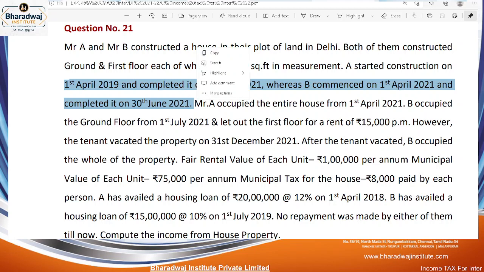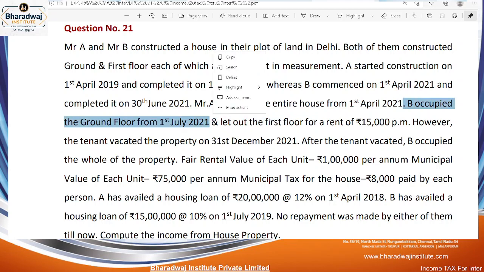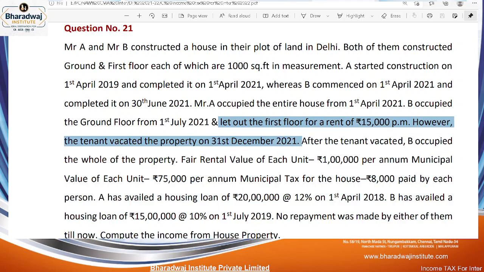A occupied the entire house from 1st April 2021. So for A, both the floors are self-occupied. B occupied the ground floor for own residence and let out the first floor for 15,000 per month. Tenant vacated the property on 31st December. After the tenant has vacated, B occupied the whole property, which means the ground floor is fully self-occupied. First floor let out for a period, self-occupied for a period.